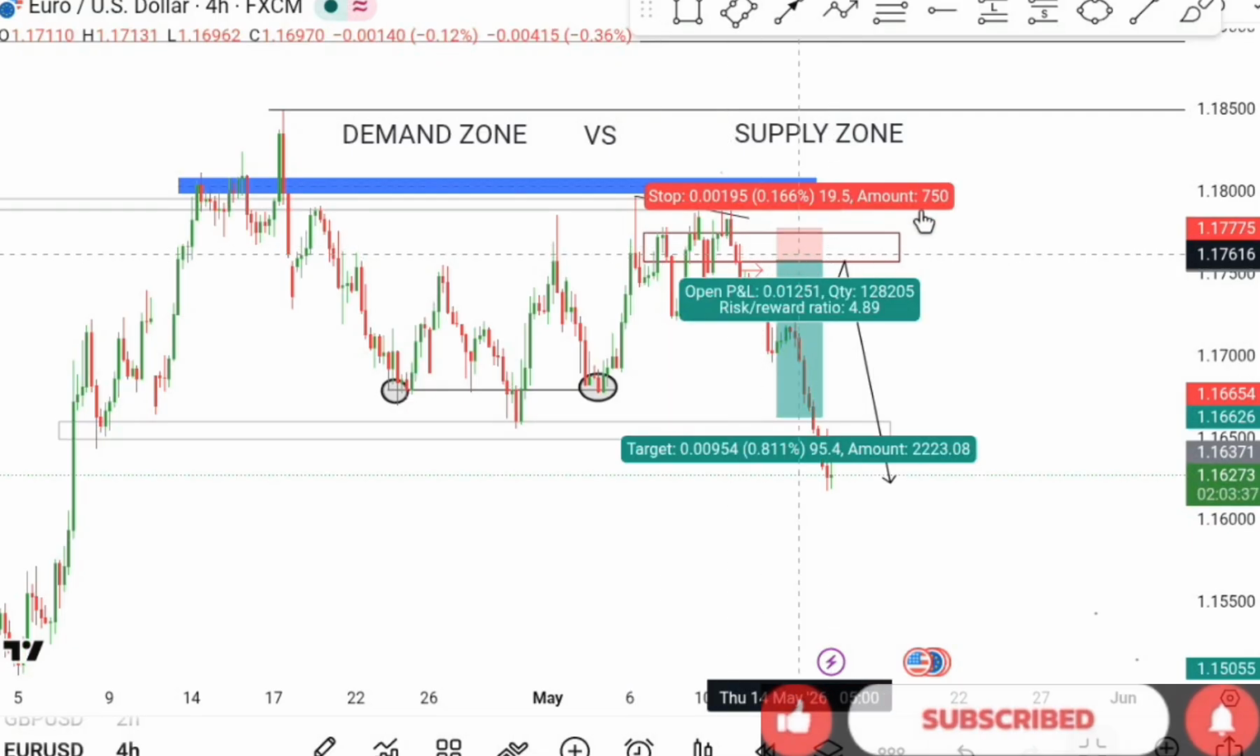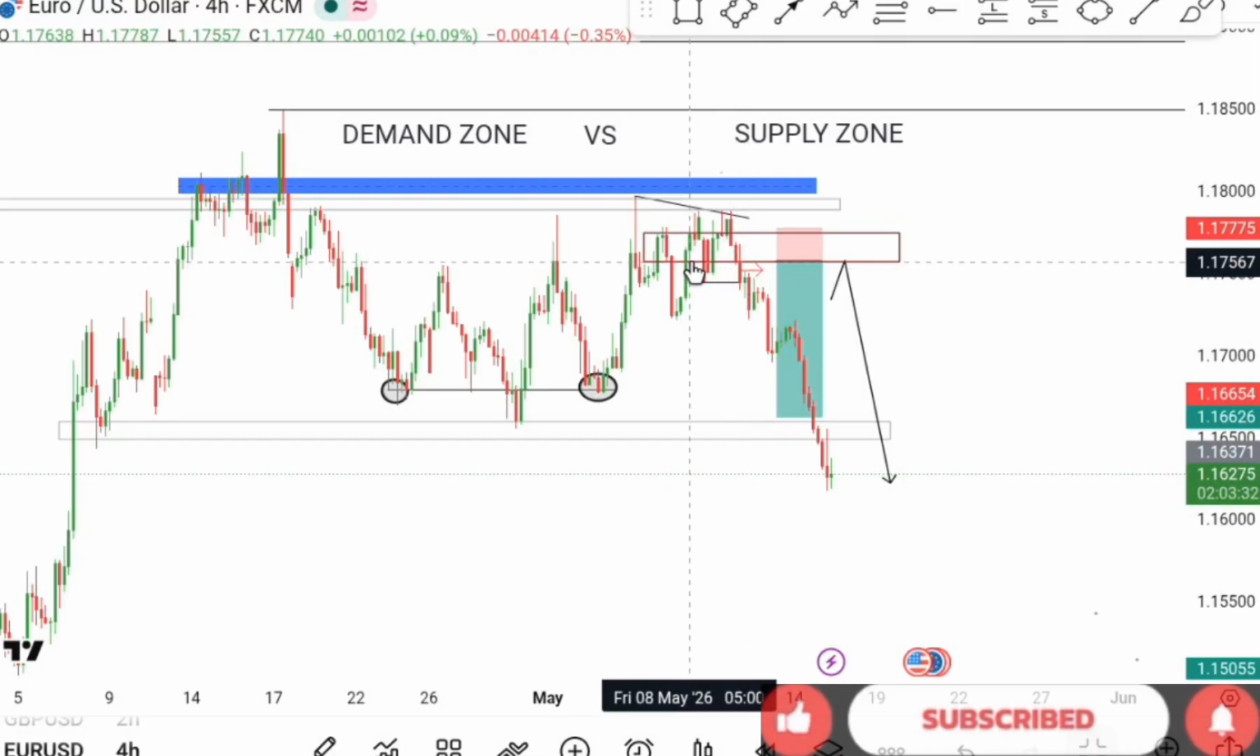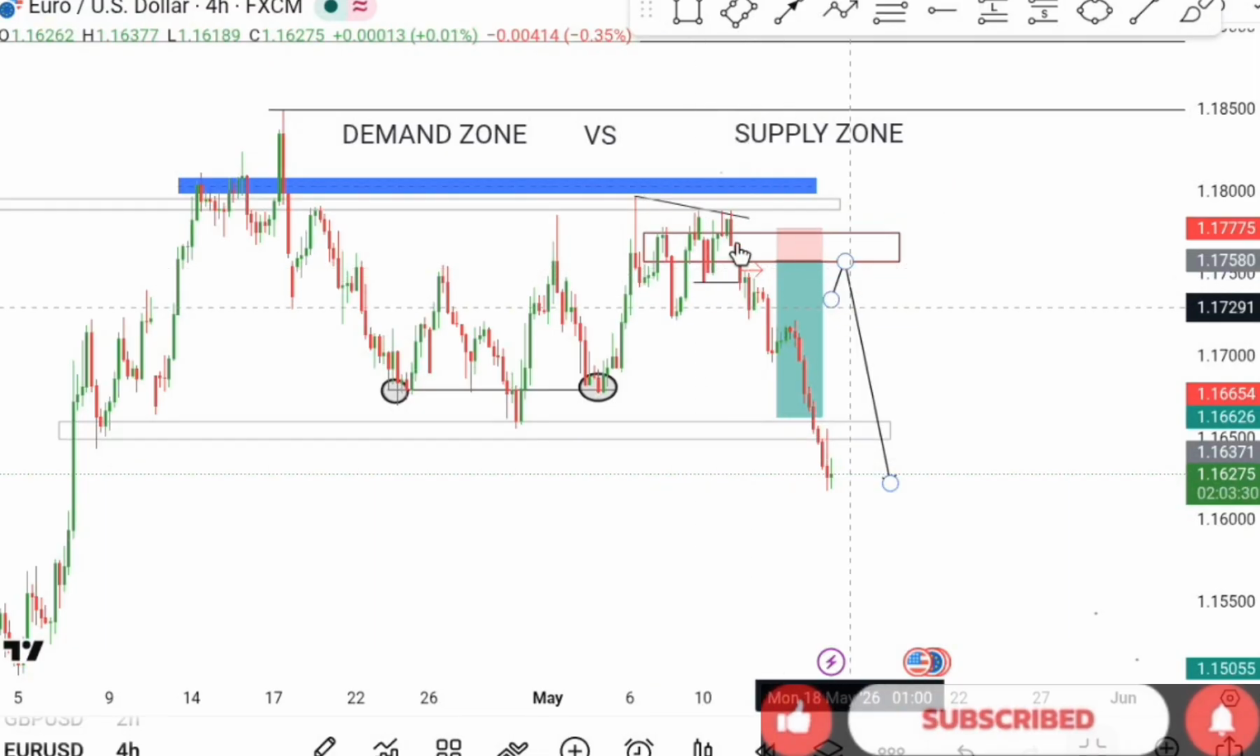So if I see the retest from here, I can now click my sell button on this EUR/USD sell.